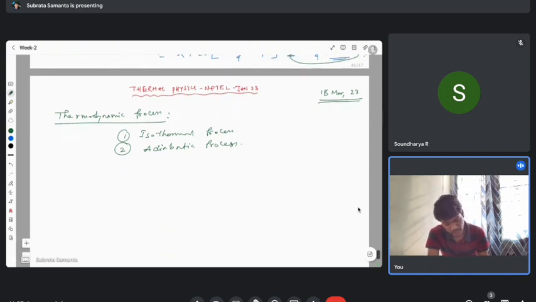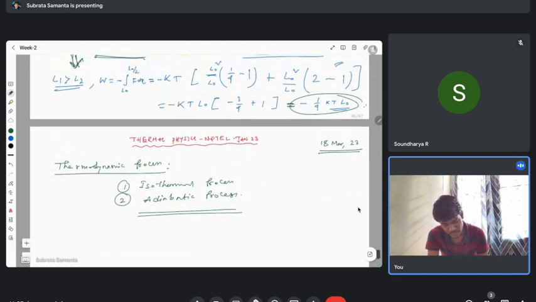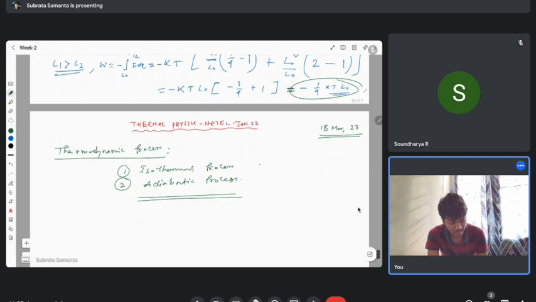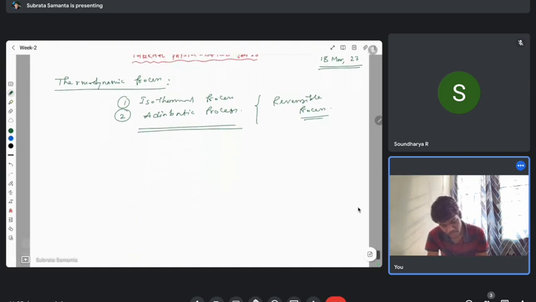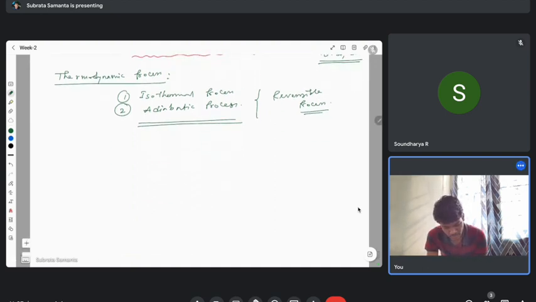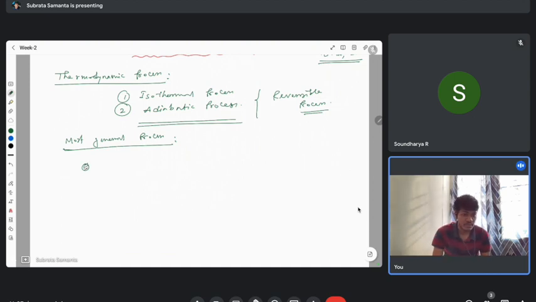We also learned that these two processes are reversible processes, right? So this process must be a reversible process. What does reversible mean? I'll come to this point after a few minutes. The most general process is the polytropic process. Today we will discuss briefly the polytropic process and do some problems on that.